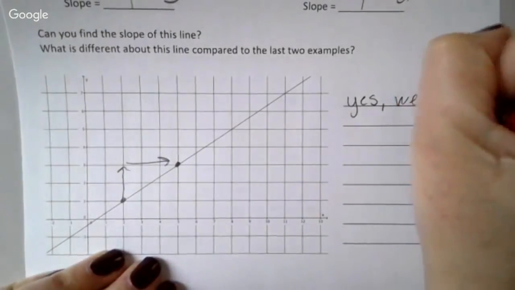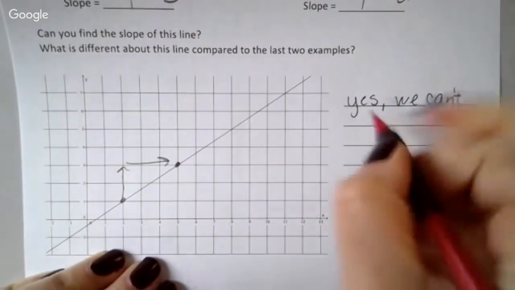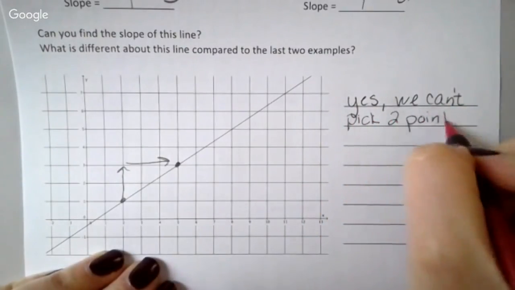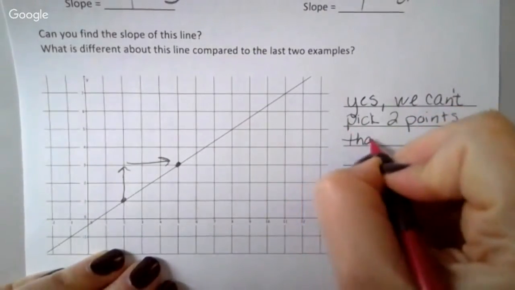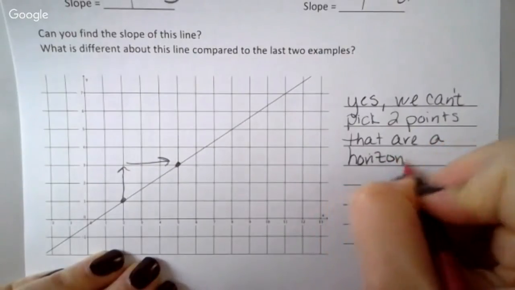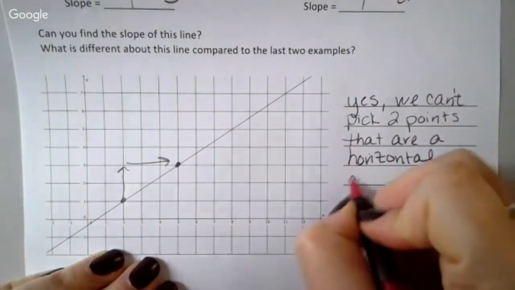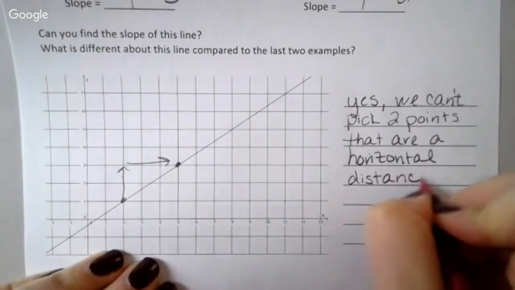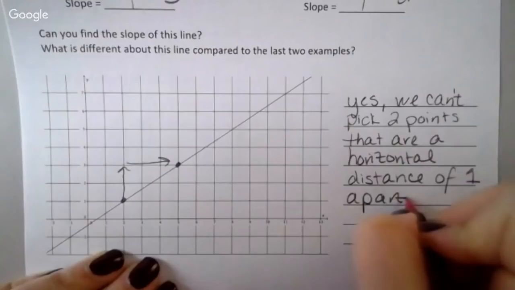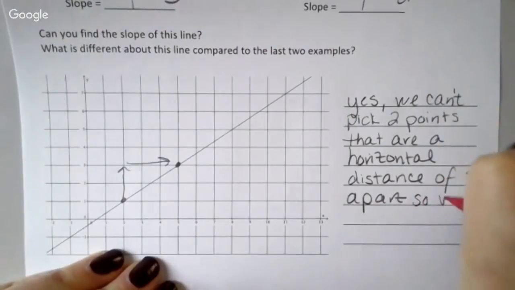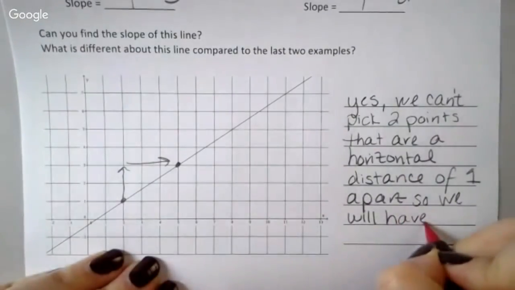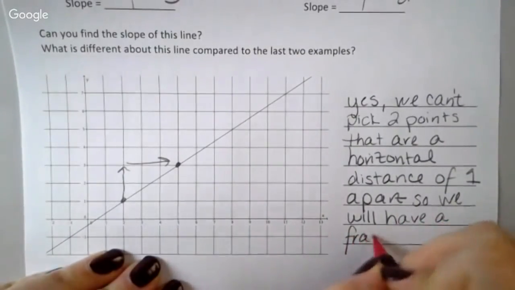For this one, we can't pick 2 points that are a horizontal distance of 1 apart. So we will have a fractional amount.